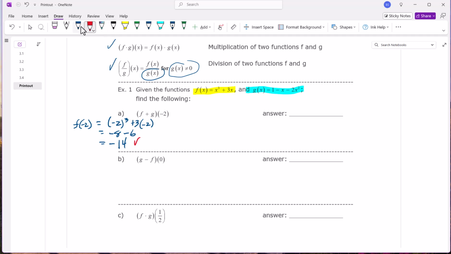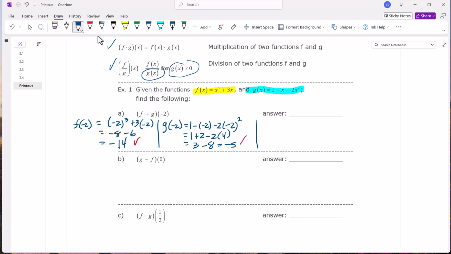Okay, so we're just really doing arithmetic. Then we do g of negative 2. So I do 1 minus negative 2 minus 2 times negative 2 to the second. So that's 1 plus 2 minus 2 times 4. That'll be, looks like, 3 minus 8, which is negative 5. Okay, so I'm going to start the problem that way.